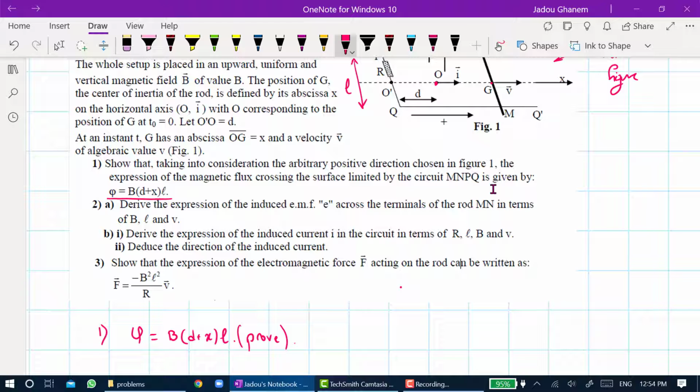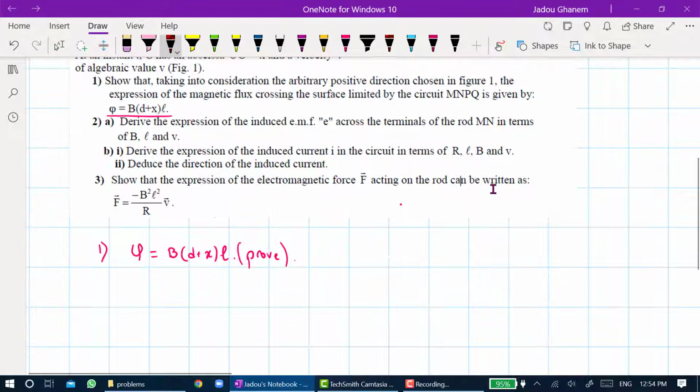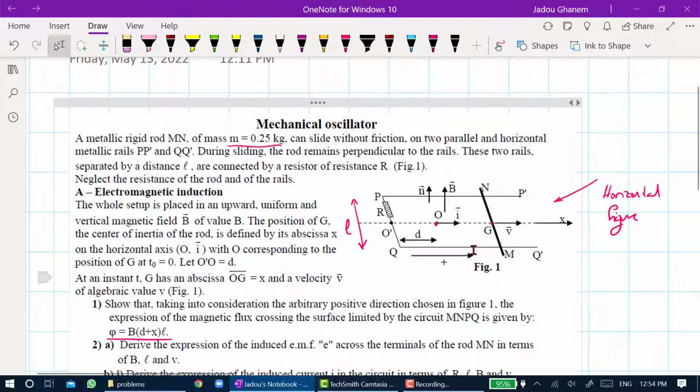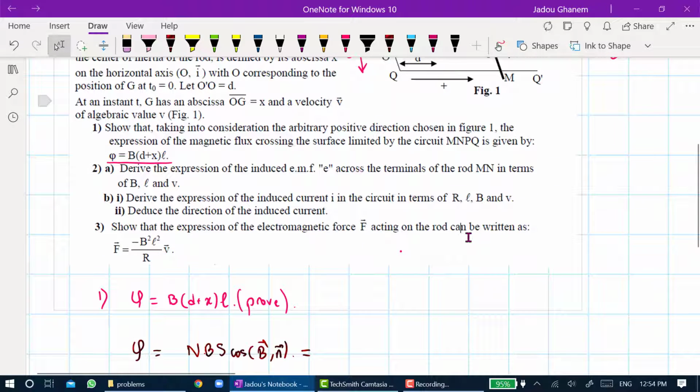How can we start? We will start from the main formula. The main formula for the flux says that the flux equals N times the vector B dot the unit vector n times the surface area S, or we can just go for the final magnitude formula, which is N B S cosine of the angle between B and n. Since this circuit is represented by one loop, N here is going to be 1, and the magnetic field B will remain B.